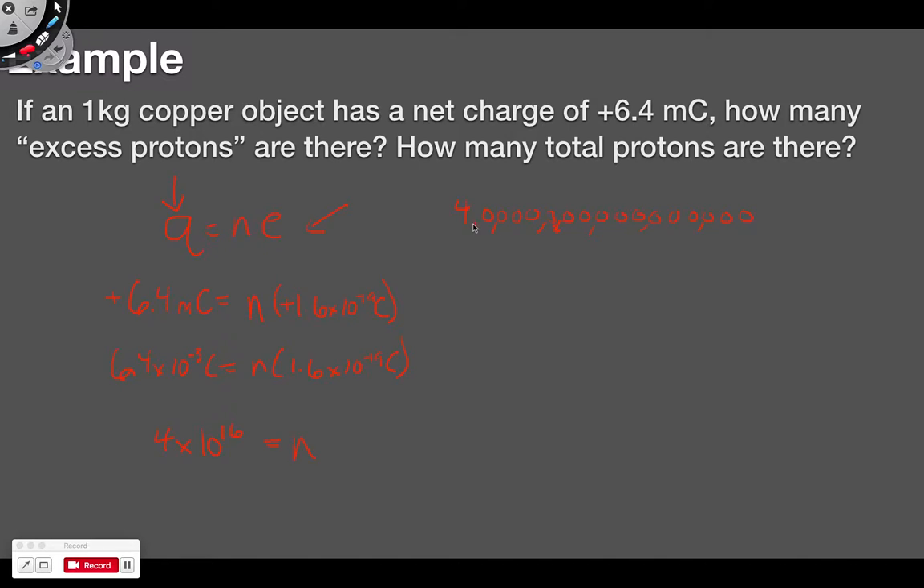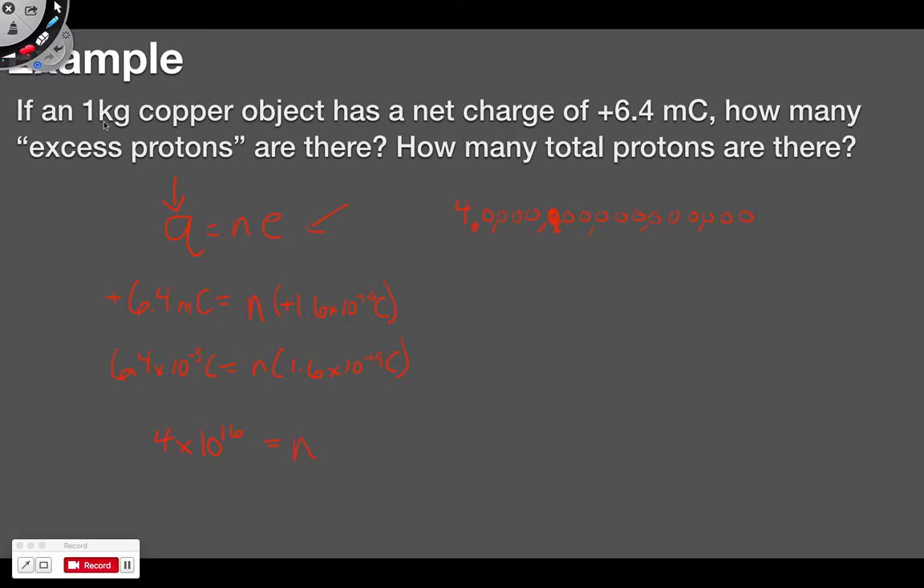And there, not that. So that's a lot of electrons that have been stolen. All right, but electrons are pretty cheap. Okay, how many total protons are there? Well, keep in mind that I have a whole bunch of excess ones. But if I think this is a large number, then this is a very large number.